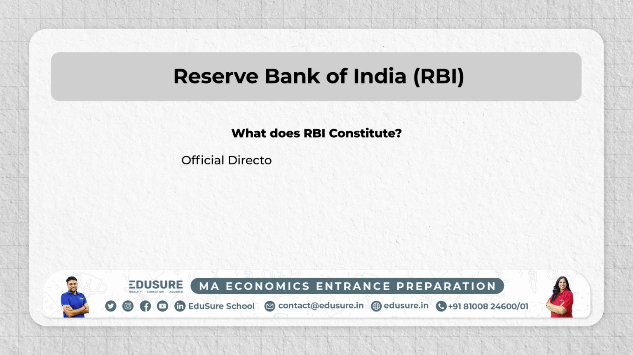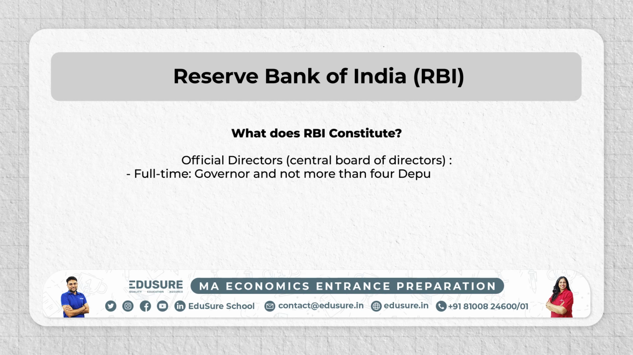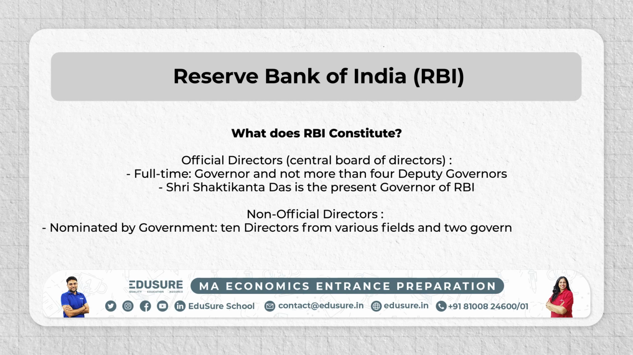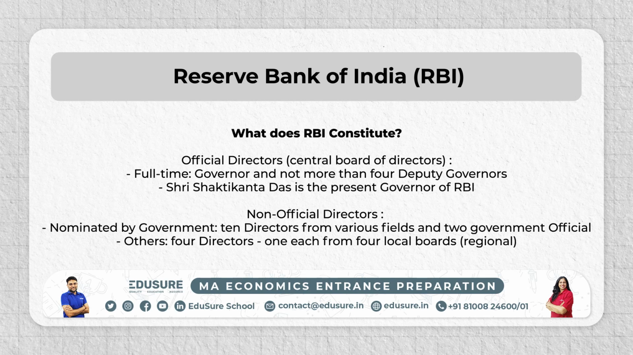What does RBI constitute? Official directors: central board of directors, full-time Governor and not more than 4 Deputy Governors. Shri Shaktikanta Das is the present Governor of RBI. Non-official directors nominated by government: 10 directors from various fields and 2 government officials. Others: 4 directors, 1 each from the 4 local regional boards.